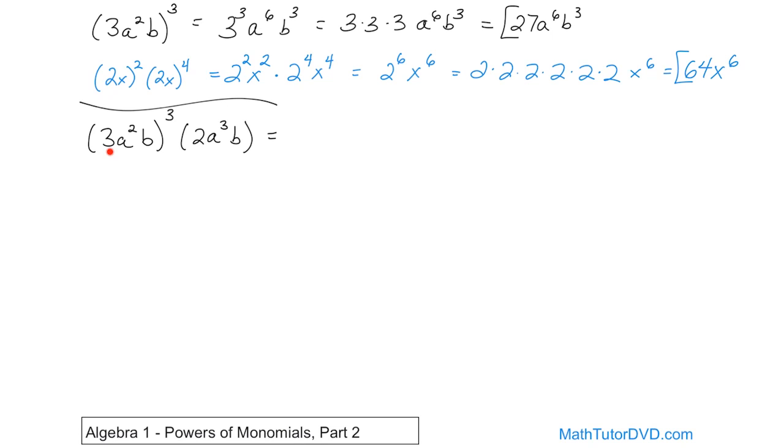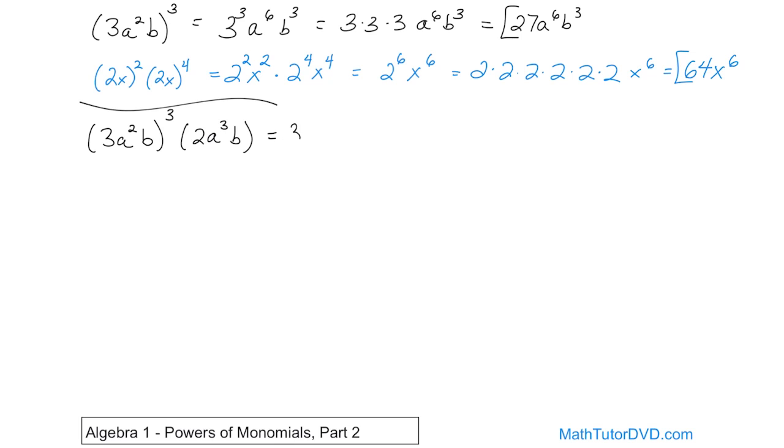So you see this monomial is raised to a power, and this one is not. And they're multiplied together. So the multiplication here comes later. We have to handle the exponent first. So we distribute the 3 into every term here, or every little object here, multiplying any exponents we get to.